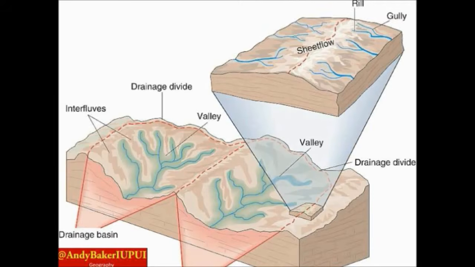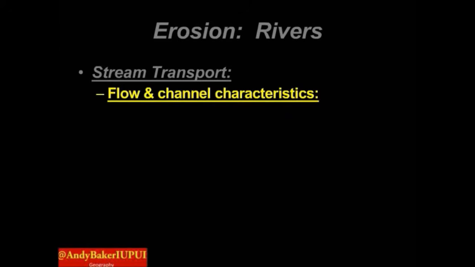Now, this is an image we might come back to a few different times in this video. At the top right it showcases sheet flow that flows into rills, that flows into gullies, and then we'll see how this goes to a bigger picture, how this all becomes part of a drainage basin or a drainage divide. So let's focus in on some flow and channel characteristics, beginning with the different layers that we would find in the profile of a stream.